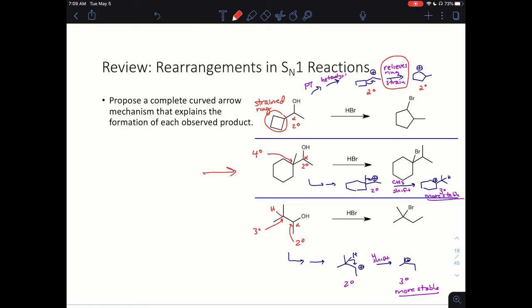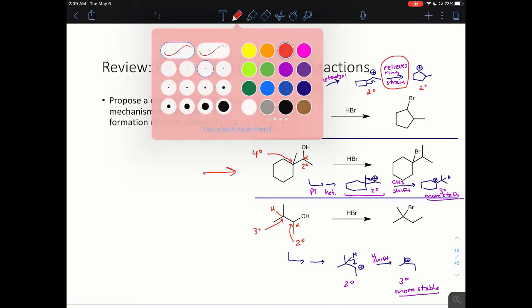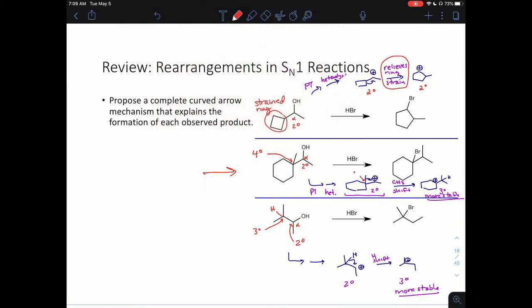Second example, we have same deal, same order of steps as before. Proton transfer, heterolysis, the loss of water, the good leaving group. And now we generate this secondary cation. And that secondary cation is adjacent to a quaternary carbon. So the smallest alkyl group will move, the methyl shifts, and you generate this tertiary carbocation, which is more stable than the secondary. And then, of course, that gets trapped by bromide in the coordination step.